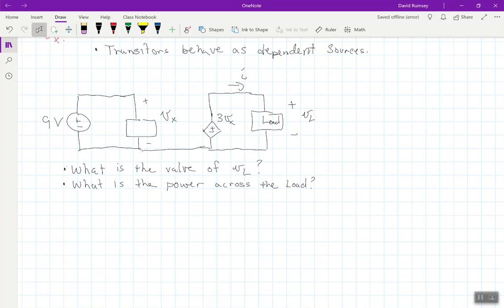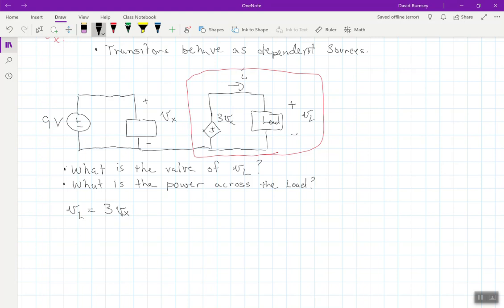Now, there's many ways to approach this problem. I always kind of like to approach from my answer backwards, in the sense that, well, what am I looking for? Well, I'm looking for VL. Well, just looking at the right-hand side here, in this portion right here, we can clearly see that VL is simply equal to 3Vx, because it's equal to this dependent power supply.